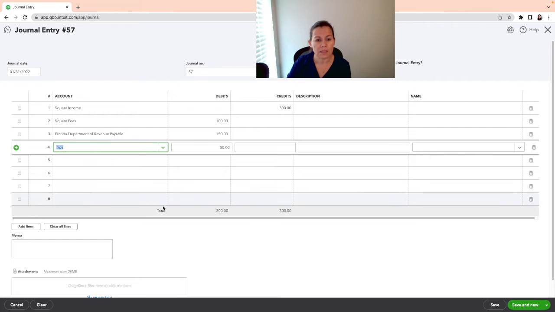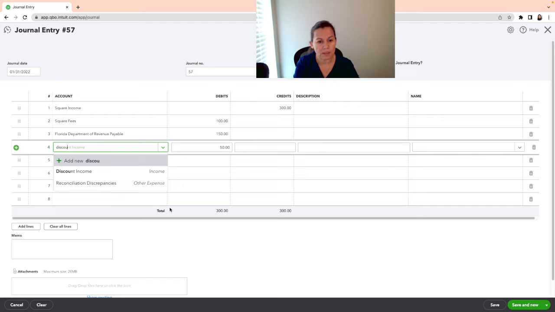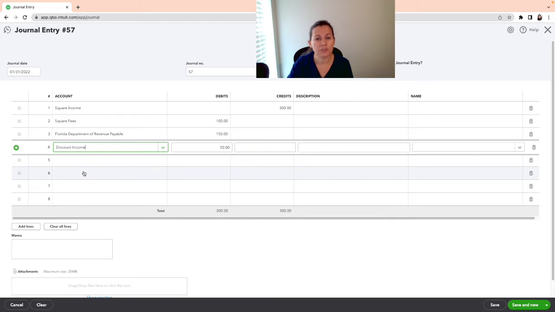Let's suppose that instead of tips, this is discounts and refunds, right? Interestingly enough, discount is an income account, and it's going to be a negative amount on income because it's going to reflect a deduction to your income, right? So it is a debit and it's going to be a negative amount because it will deduct from your total income. So there's no tips.